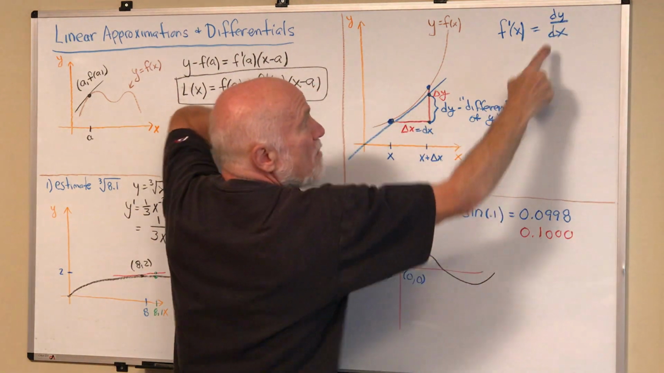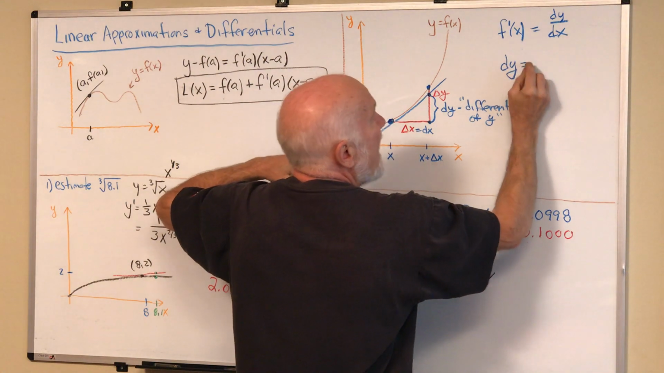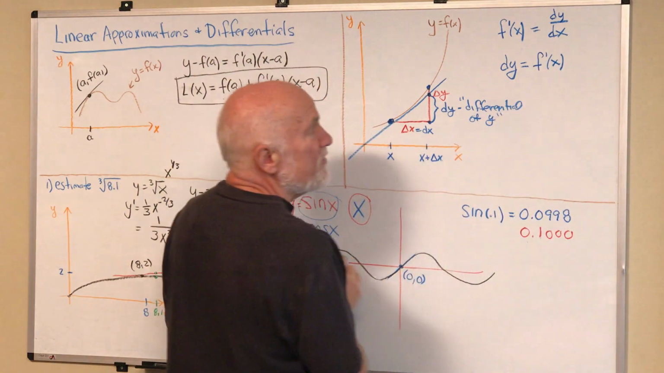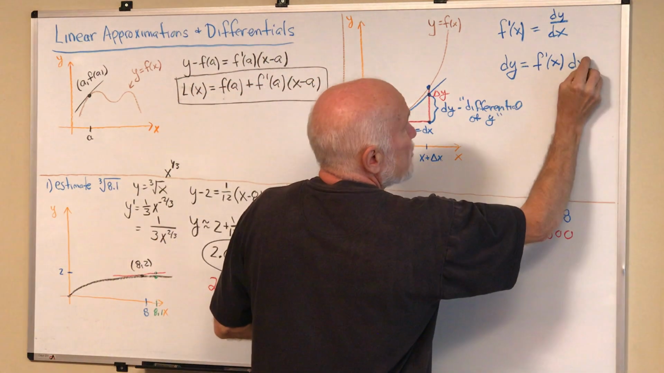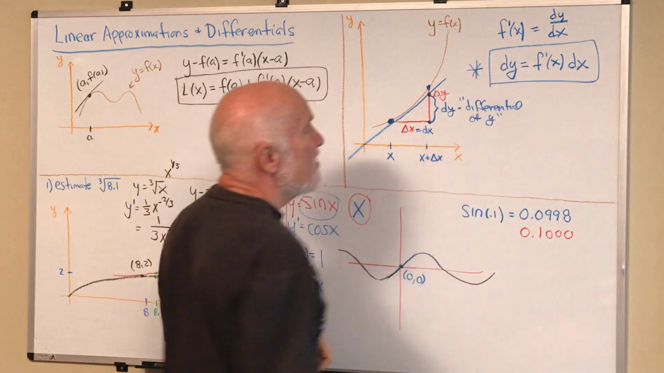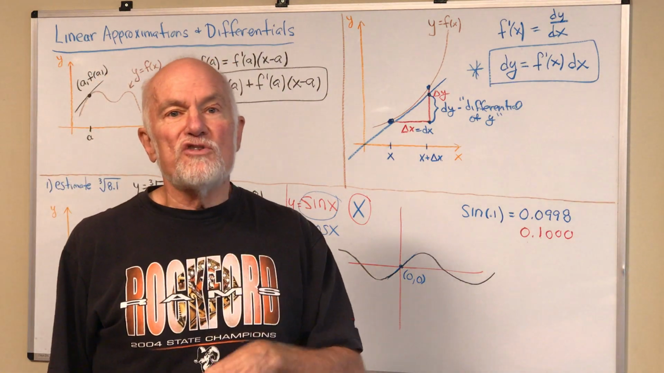So with just multiplying both sides by dx, we see that dy, the differential of y, is the derivative of f at x times the differential of x. So that's the derivation of the formula for how you find the differential of y.